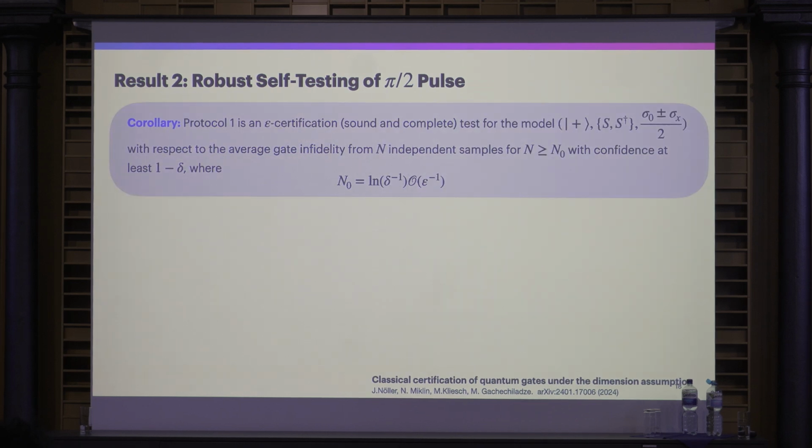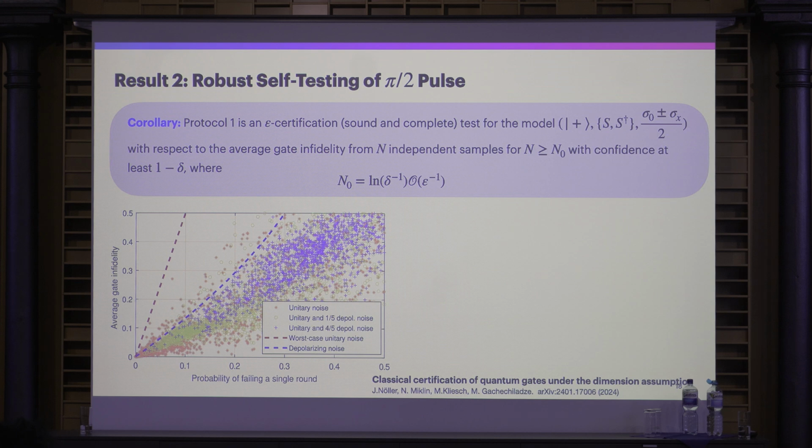Now, you can turn this into a sample complexity result. The corollary of this theorem is that protocol 1 is an epsilon certification, a sound and complete certification test for this simple single-qubit model with respect to average gate infidelity, with n independent samples and confidence at least 1 minus delta, where the samples need to grow inversely linearly with the infidelity in your experiment. We still have big O here, and you can ask: this is the worst case scenario, but what are the actual numbers? Because if it is, I don't know, 10 million samples, then maybe that's not good.